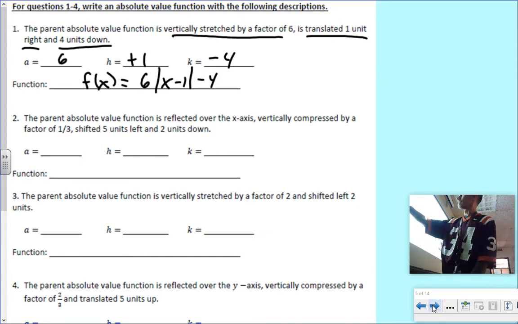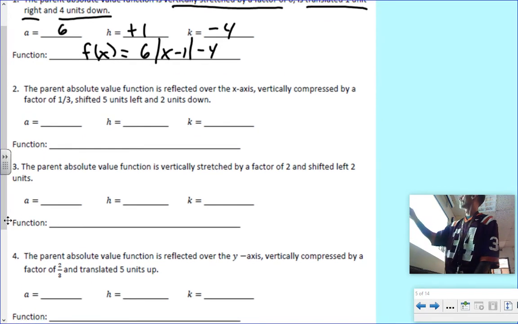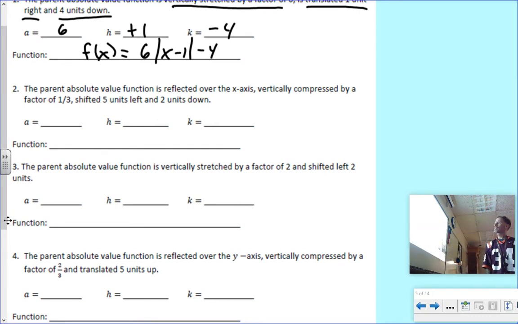So go ahead and pause the video real fast. I'll scroll down just a hair. Go ahead and pause the video and see if you can do number 2, 3, and 4. And then we'll zip through those answers and do the next kind of questions after that.